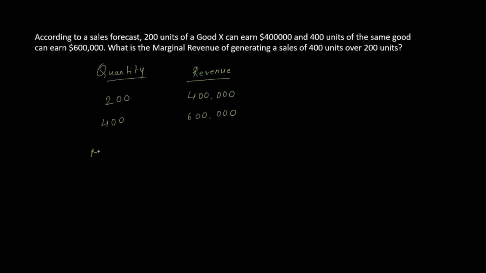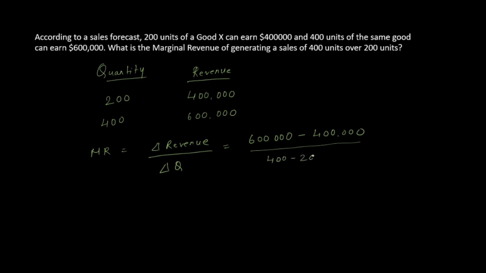600,000. So my marginal revenue is the change in revenue divided by the change in quantity. So this is 600,000 minus 400,000, the whole thing divided by 400 minus 200. So it's a very simple calculation. So this gives me around $1,000. So this is my marginal revenue.